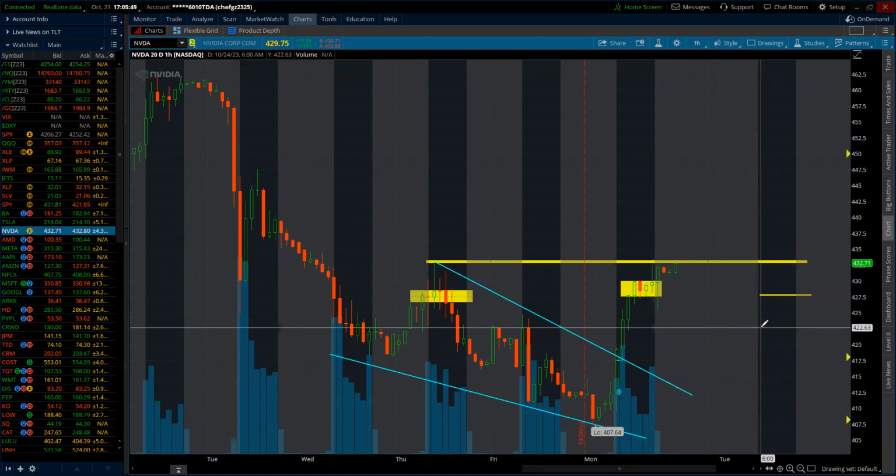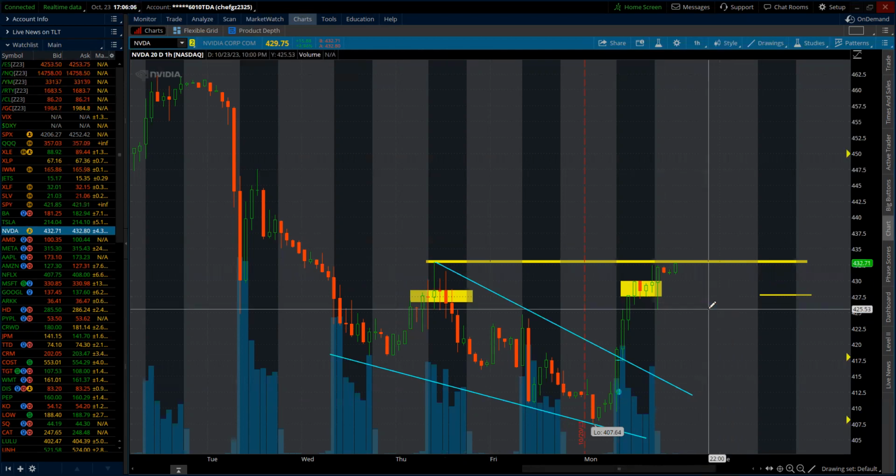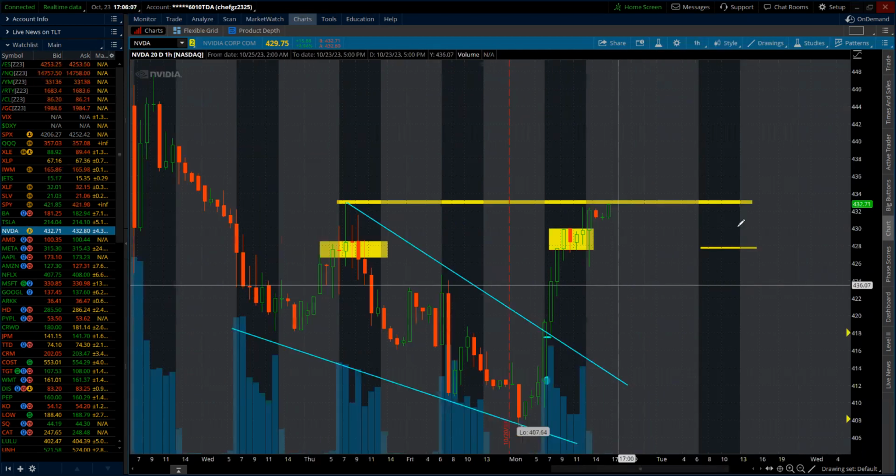You could potentially grab one right here at 422.60, but at that point, I personally don't care for it. I'd rather see this trend specifically hold into the day. And then, of course, having a nice green market would help this name keep going a little bit upwards, right? But that's your game plan for NVIDIA.